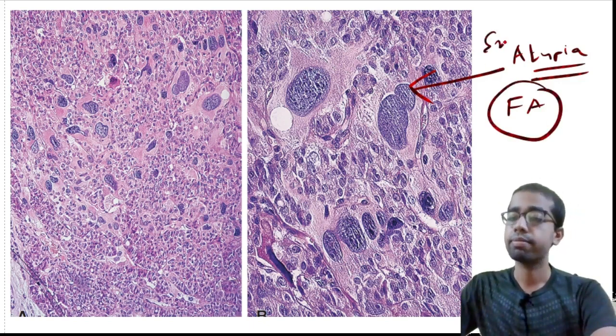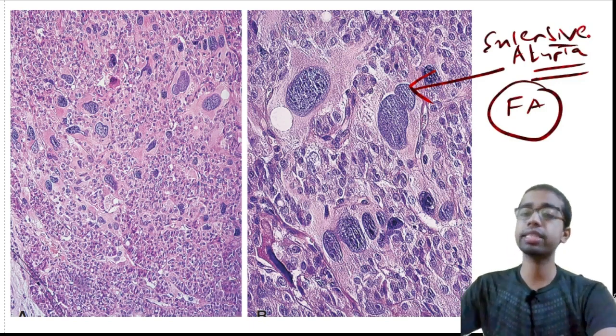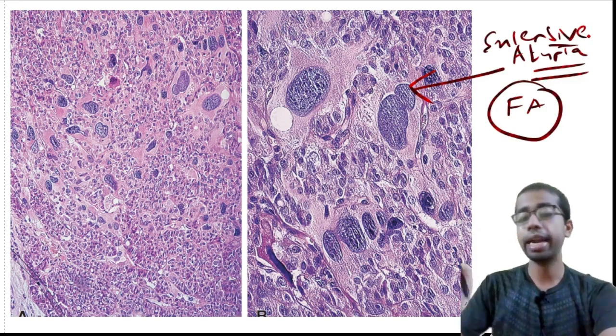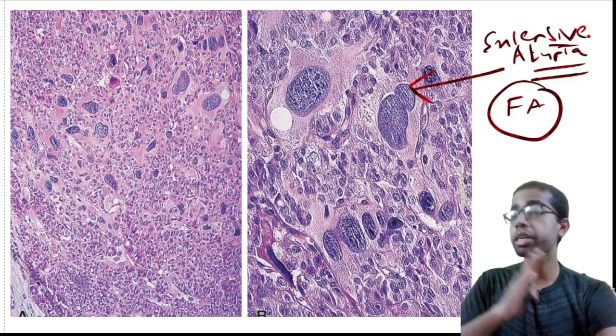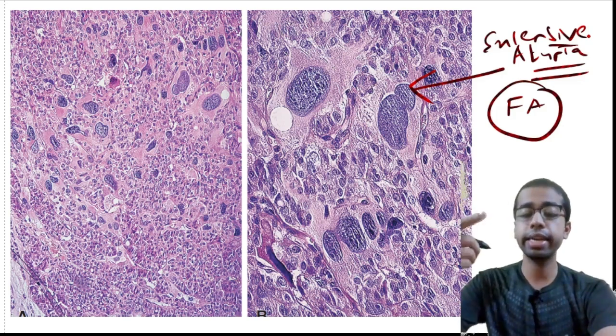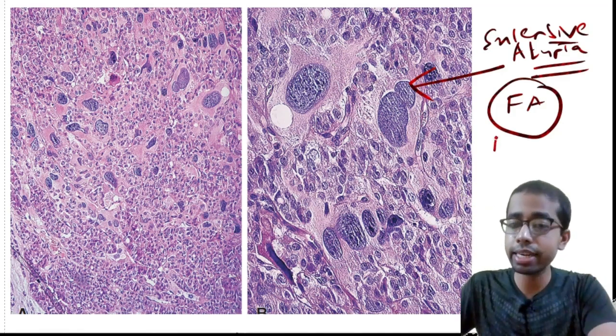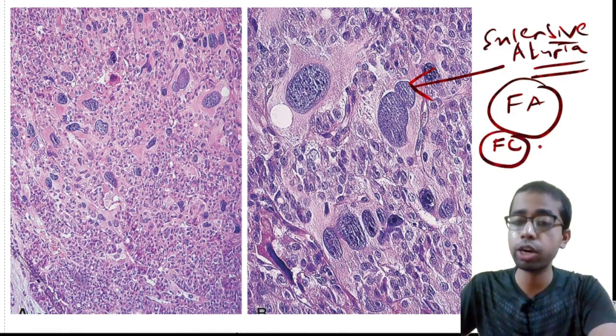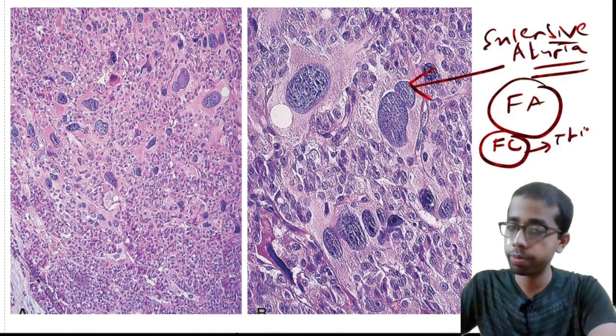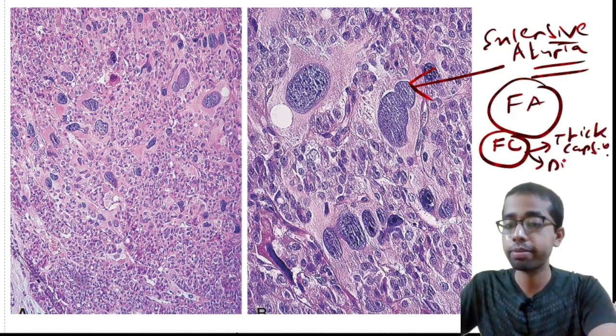Even if it is extensive, you can only suspect that it is a follicular carcinoma. It is a malignant condition and not a benign follicular adenoma, but you cannot definitely say that it is a follicular carcinoma. To suspect a follicular carcinoma and not an adenoma, you should see a thick capsule, and diffuse nuclear atypia.